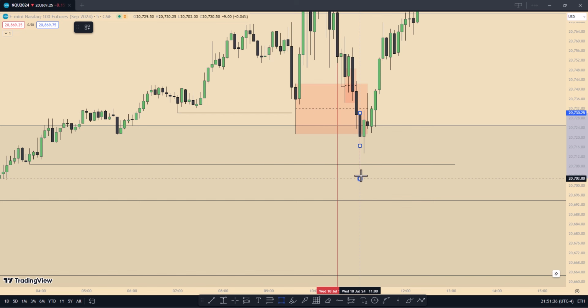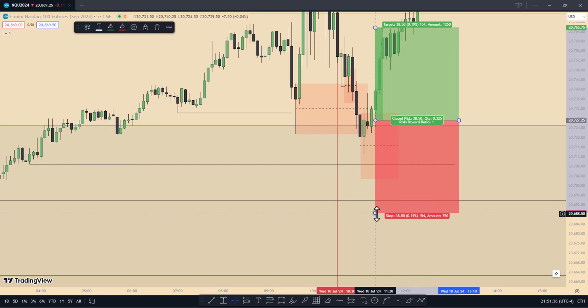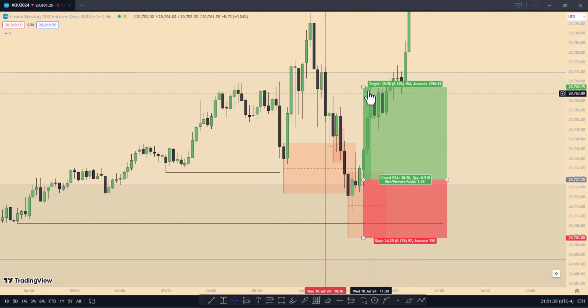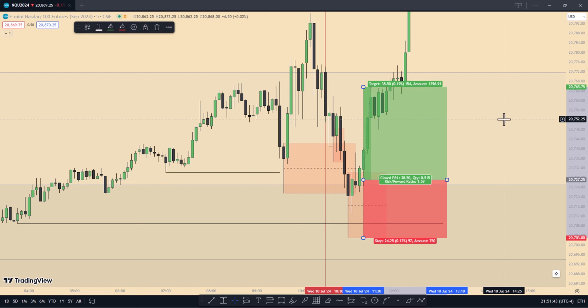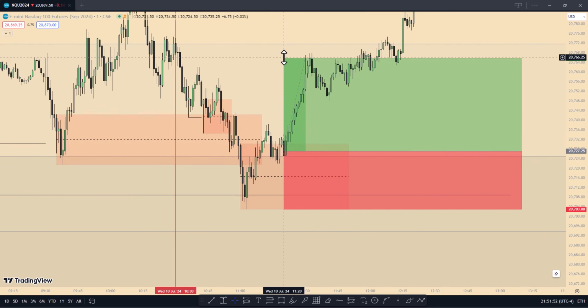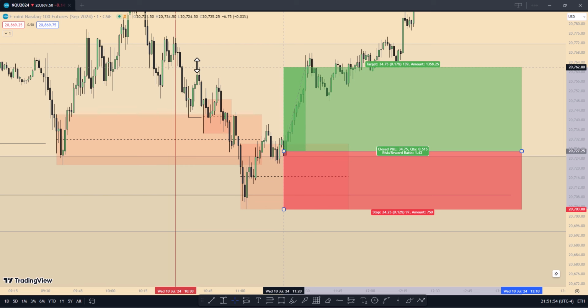Now what do we need? We need the break of structure above this candle right here with the body closure, right? We do have that here. And then we're going to take our entry. So this was my entry, and I believe I targeted this one. What did I target? Oh yeah, I targeted this high right here, right?